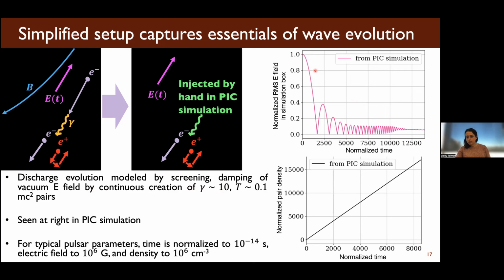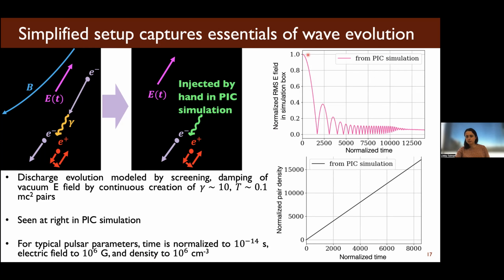So in the first plot, we have the normalized root mean square electric field in a PIC simulation box versus normalized time. And in the second box, we have the normalized pair density versus normalized time. These normalizations are just taken to be the natural ones for this situation. Some people have asked what the numerical values of the normalizations are, and if you're curious, I added a bullet point on that at the bottom of the slide.